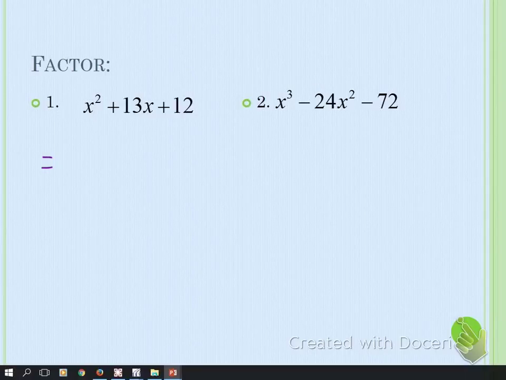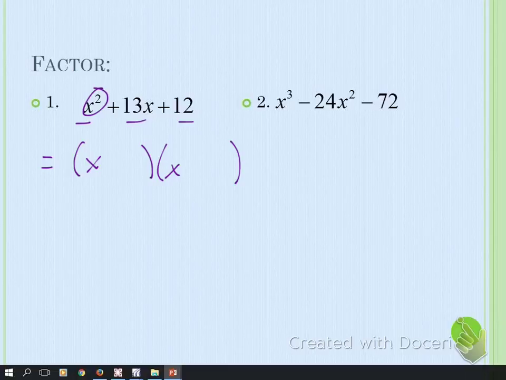And the good news here is even when we have a leading coefficient of something other than 1, the steps don't change. We always look for a GCF first, or greatest common factor. You look at these three terms. The only greatest common factor here is a 1, but factoring out a 1 doesn't change anything, so we're not going to worry about it. So then we draw our parentheses. We factor the first term into x and x. Now we need factors of the last term.